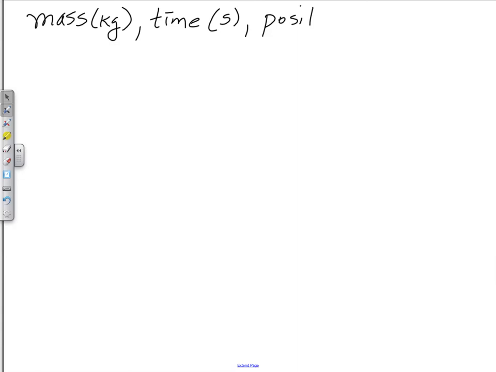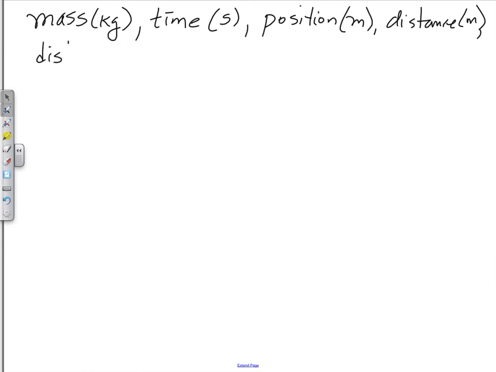Now, just as a recap, we talked about what? We've talked about mass. That's in kilograms. We've talked about time. That is in seconds. We've talked about position. That's going to be in meters. What else have we talked about? We've talked about distance. That's also in meters, which is utilized to describe position.